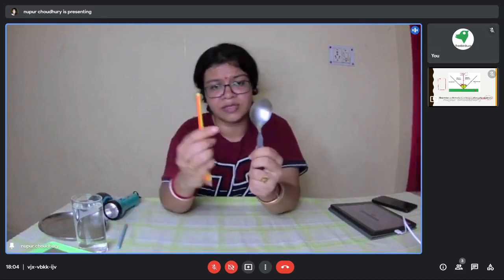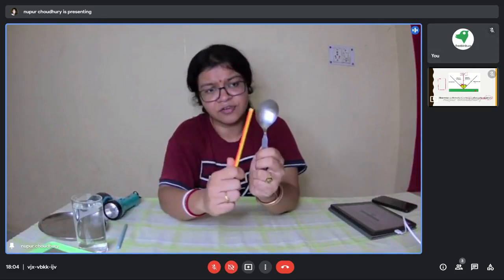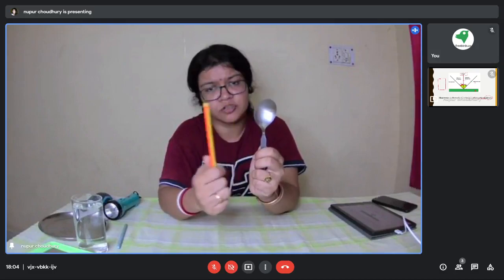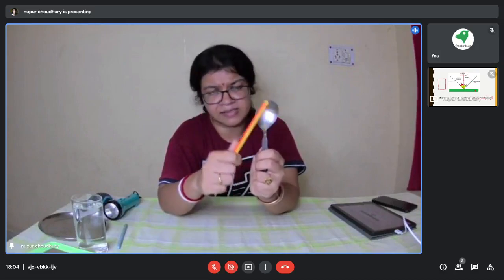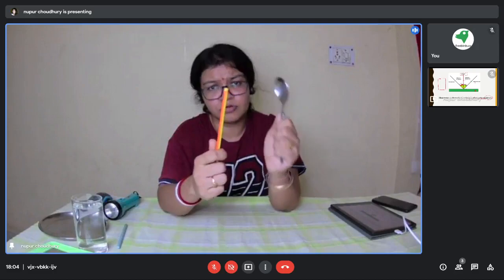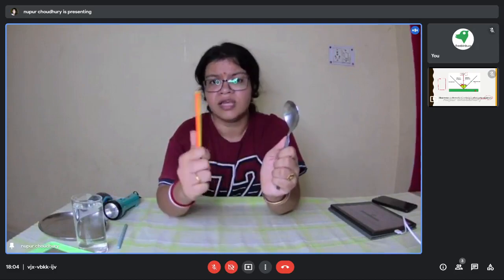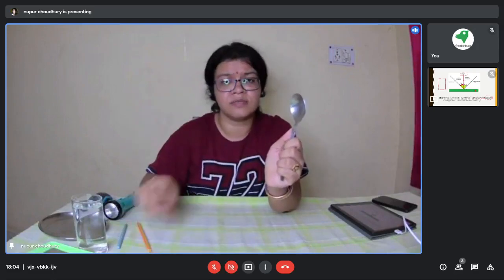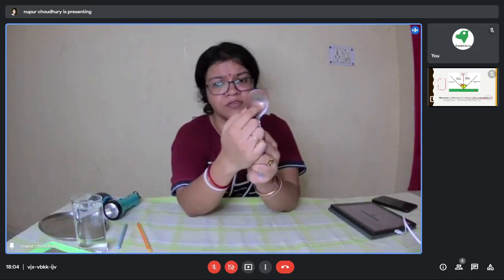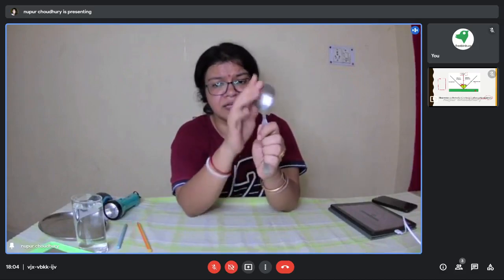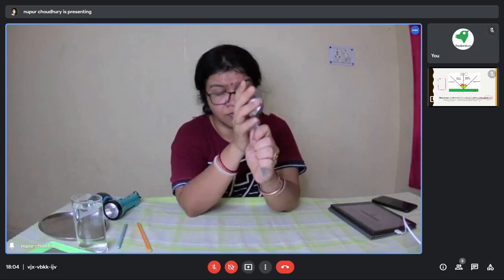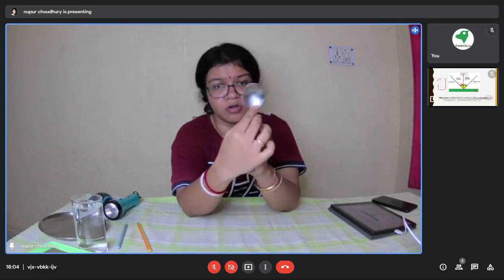So if I am doing this, the image of this pencil will get reflected from the back side of the spoon. However, if I am using the front side of the spoon, it will show me an inverted image here. So basically this is known as a convex mirror, and this is known as the concave mirror.